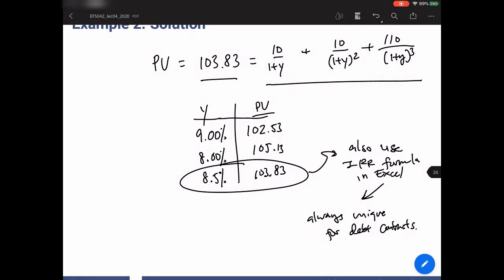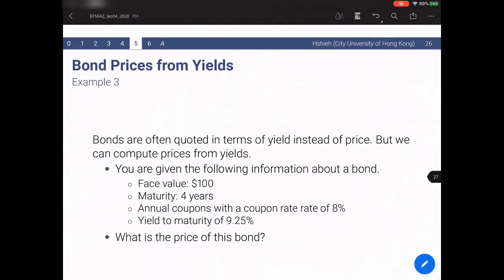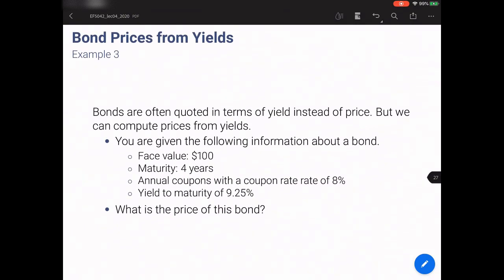All right, let's go over another example. So in example 3, we have bonds that are often quoted in terms of yield instead of price, but we can compute prices from yields. And so you are given the following information about a bond. You have a bond whose principal or face value is $100.